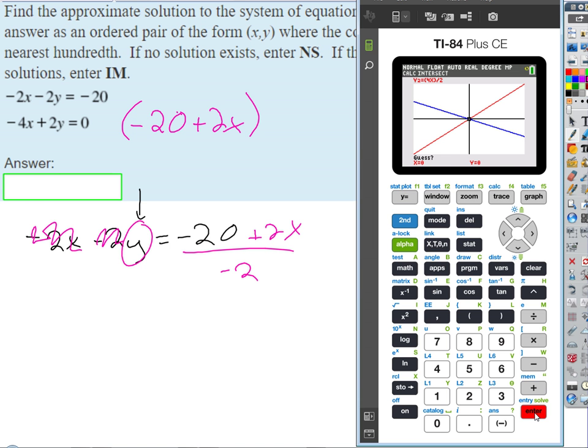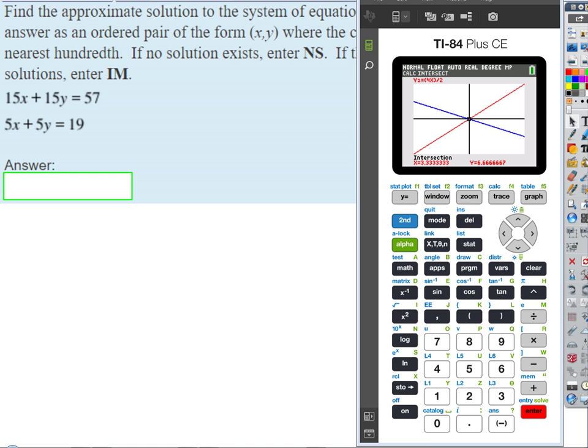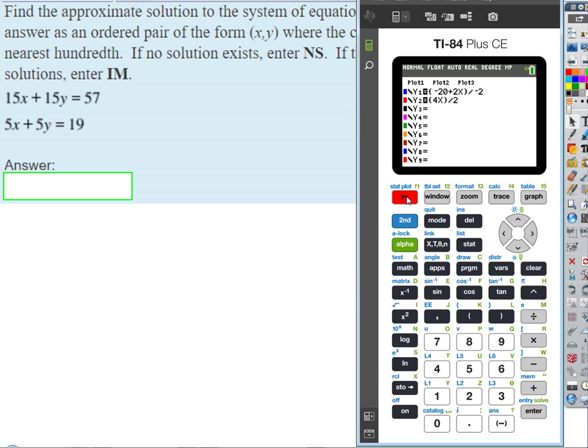Okay, let's do another one. So then this gives us what, 3.33 rounded to 2 places, 6.67. Okay. How about that one? Just try one real quick.